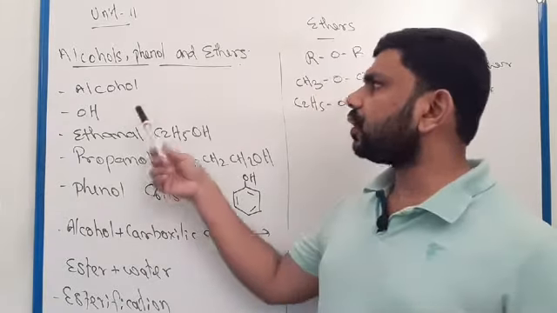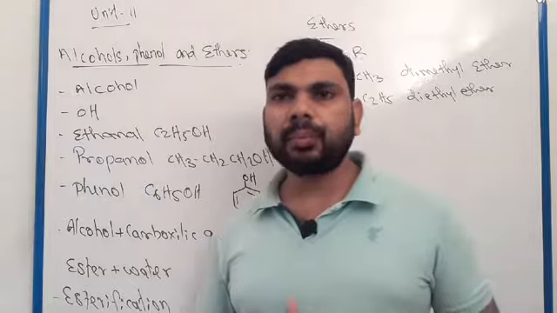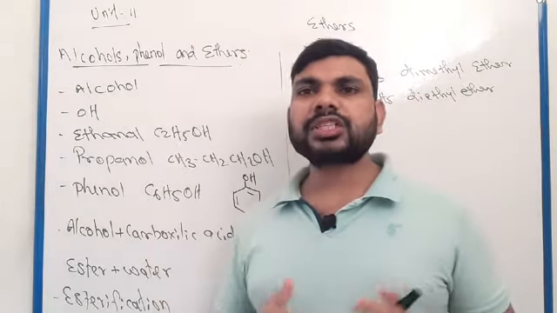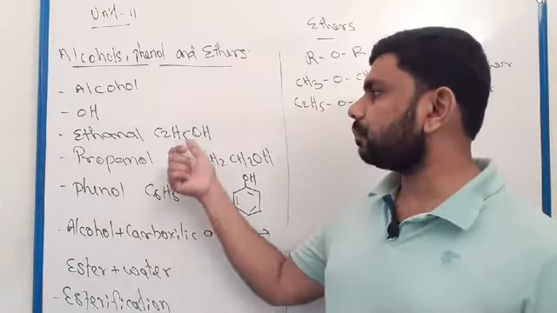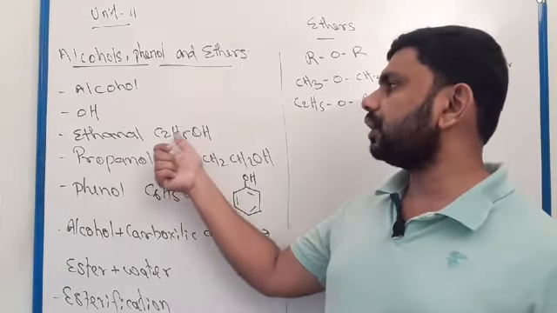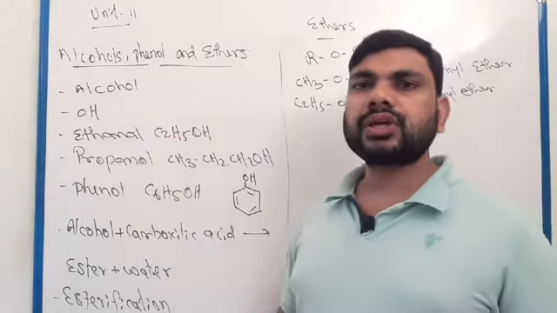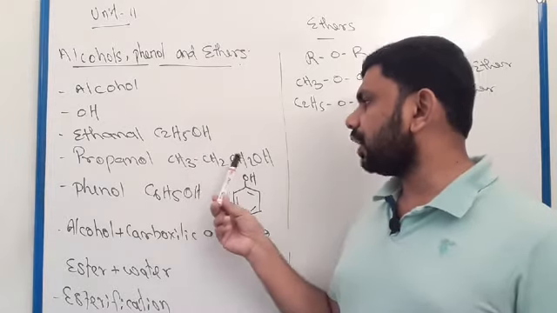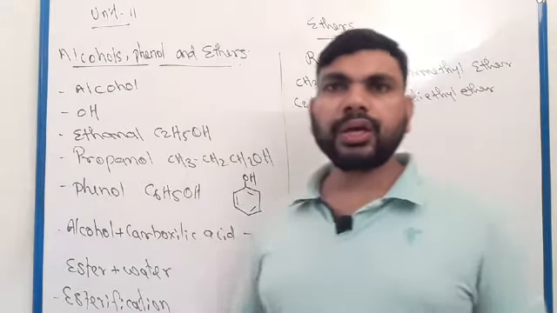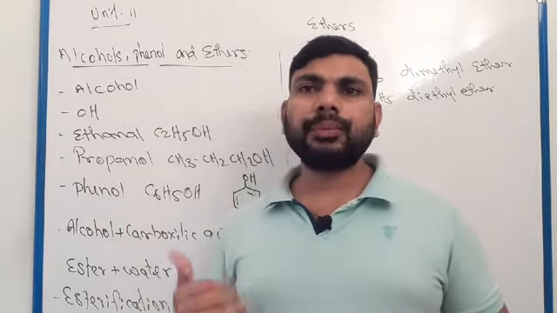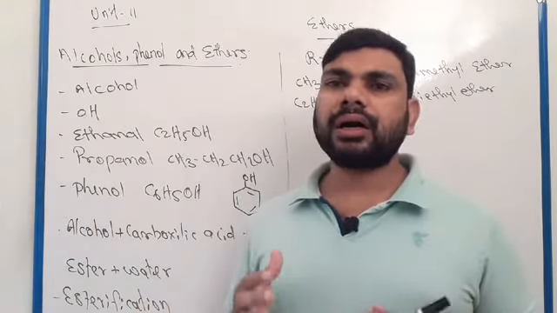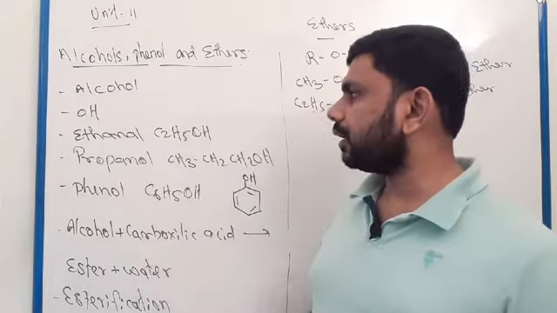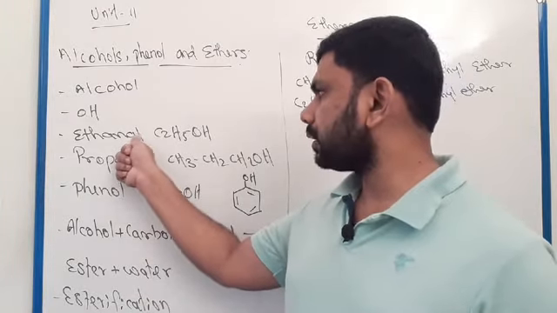Alcohols are organic compounds which contain the functional group OH, and we can name this type of compound according to the number of carbon atoms. With two carbon atoms, the name of this compound is ethanol. Three carbons and OH is propanol. Methanol, ethanol, propanol, butanol. The name of an alcohol ends with -ol.